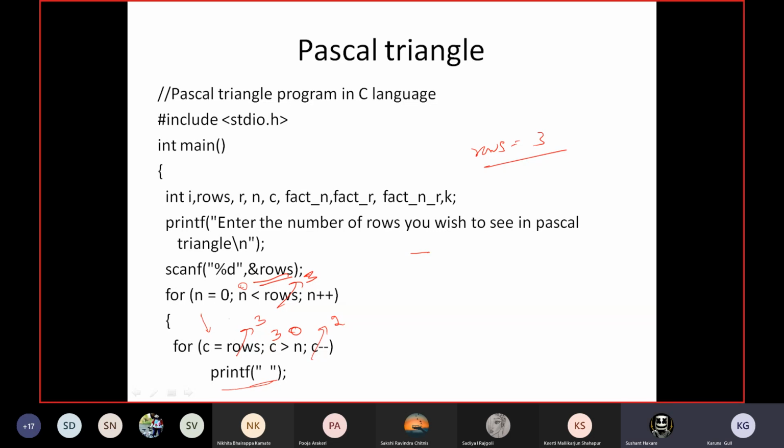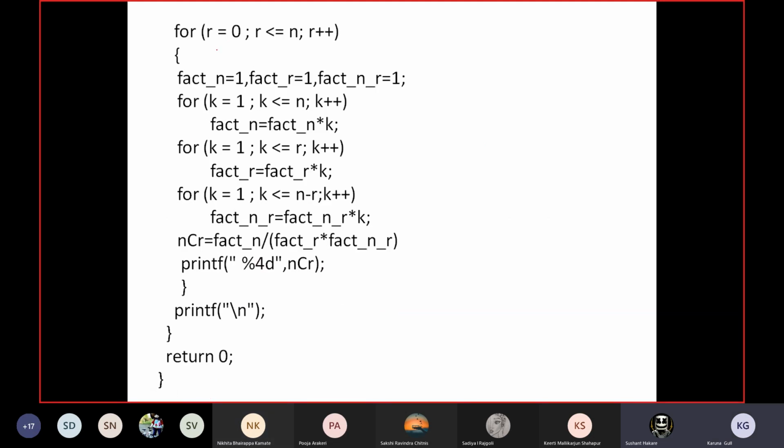Come back here again and check: is 2 greater than 0? Yes. So leave a space, decrement this, and come back here. Check: 1 is greater than 0, so leave a space and decrement this. Is 0 greater than 0? False. What should I do? Come out of the loop. Okay, I'll go ahead with the next loop now.